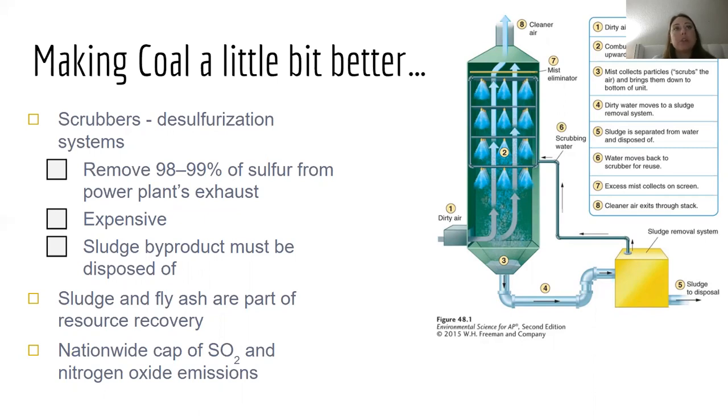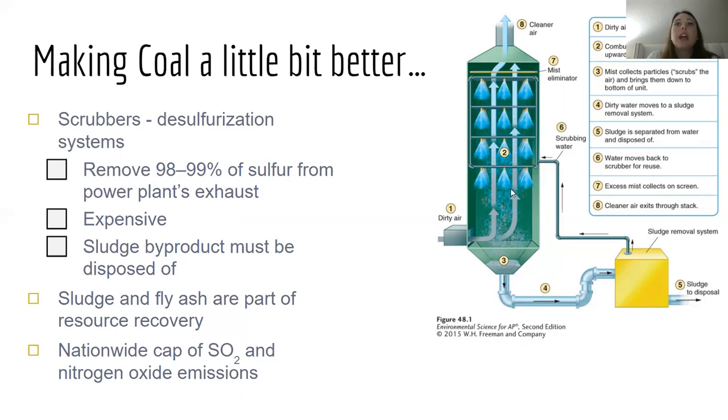We can put some technology on coal-fired power plants in order to make them a little bit better. One example is a scrubber, which removes SO2. We could also talk about an electrostatic precipitator, which removes particulate matter. You might want to write those two things down. Scrubbers, which remove SO2, and electrostatic precipitators, which remove that ash, that particulate matter. But these are expensive, and you have to deal with their byproducts.